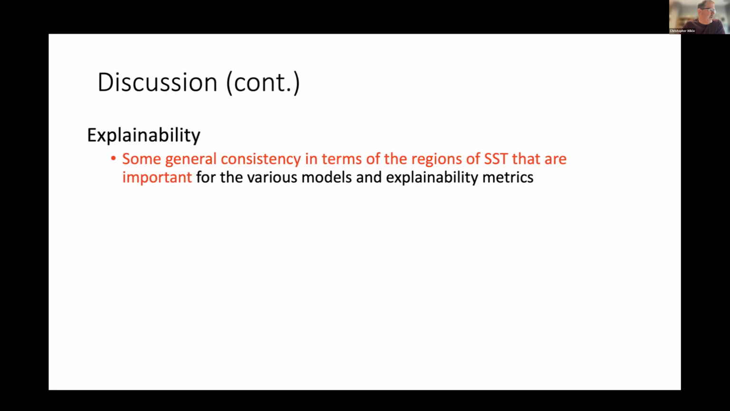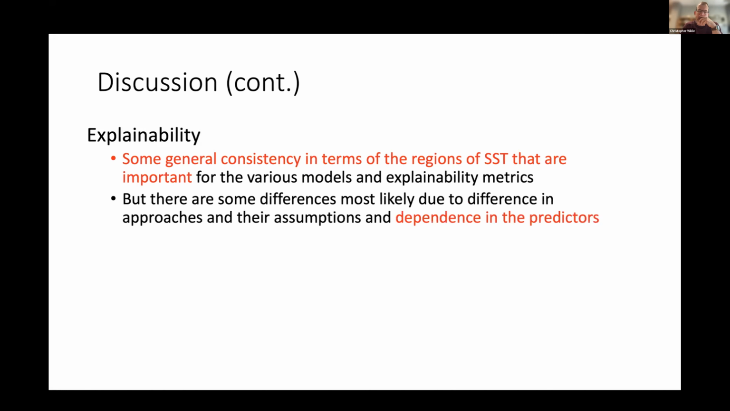The last slide here is talking about the explainability part, which is what we were trying to do here. If you looked at all the plots, and I didn't show all of them, there's definitely consistency in terms of which regions of the SST are important for various models and metrics, but not 100% agreement. And I think that is very much why one should look at multiple explainability metrics when trying to understand models, because they each have different things they focus on.